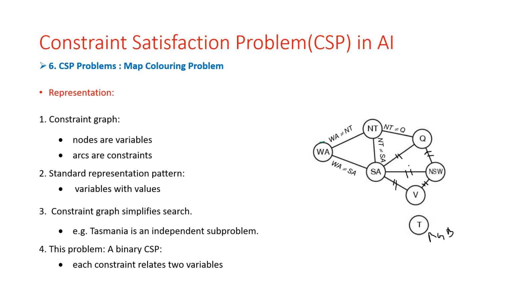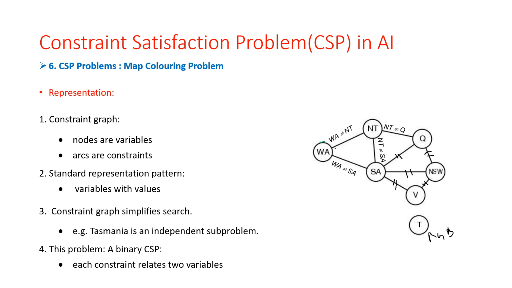Nodes are called the variables and arcs are called the constraints. Standard representation patterns, variables with the values. The constraint graph simplifies search, that means Tasmania is an independent subproblem, and this problem is called a binary CSP because each constraint relates to two variables.